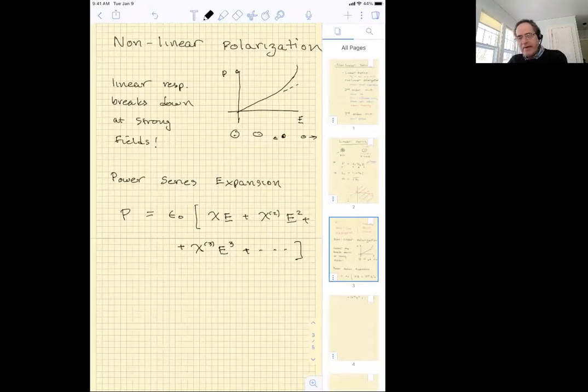Now, this power series expansion is very useful, and it's useful in the normal case, where the electric field is strong enough that these terms are important, but it's weak enough that each term gets smaller than the previous one. So the polarization due to the second order term, let's say, is weaker than the polarization due to the first order term. And the third order polarization is weaker than the second order polarization. And we'll see that's reasonable, for all but the most ridiculously large fields, okay?